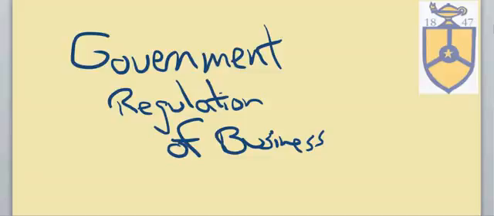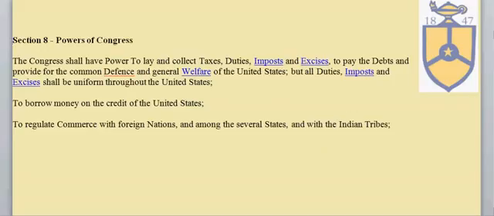This is lesson 2, government regulation of business. As we look at this lesson here, governments, both federal and state, can regulate business. And we look at Article 1, Section 8 of the Constitution.